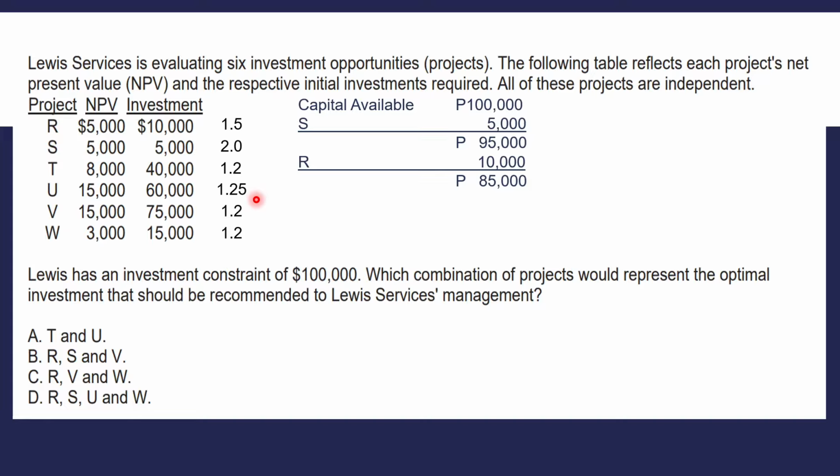O, sinong number 3? Si U. Okay, U has an NPV of 15K. You will only consume 60,000. You will end up with 25,000 funds. At this point, T, V, and W are tie. Pero yung pasok na lang ay 25,000 na investment. Si W na lang yung pwede natin makuha. No? So the projects to be accepted are S, R, U, and W.